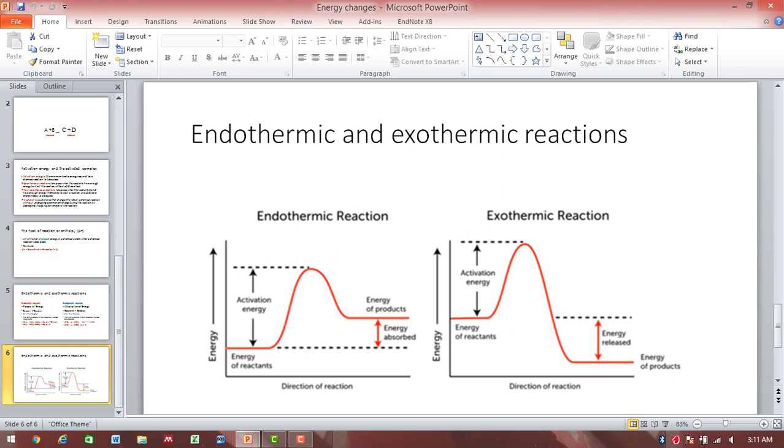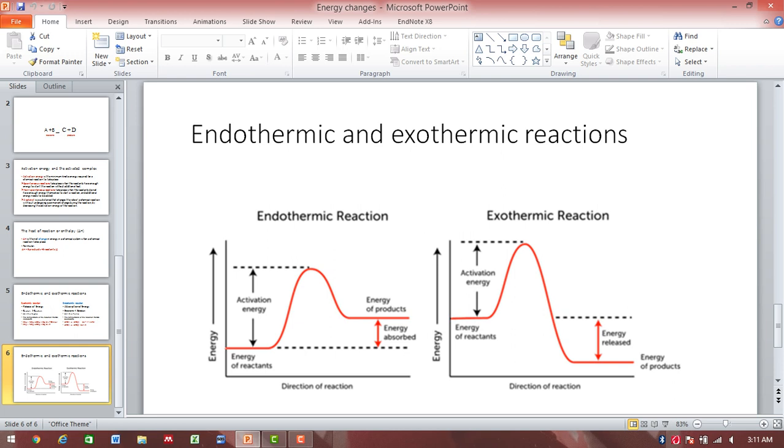But remember, here under the endothermic reaction, it doesn't drop below the reactants' energy. It becomes above. Therefore, it means the energy of the product is greater than the energy of the reactants. So it means delta H in this case is positive or greater than 0.